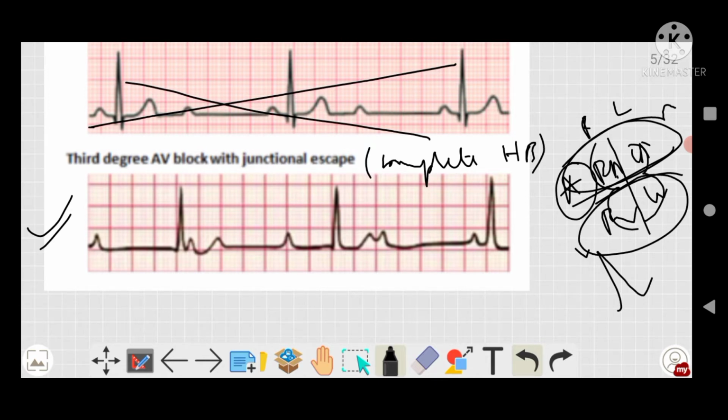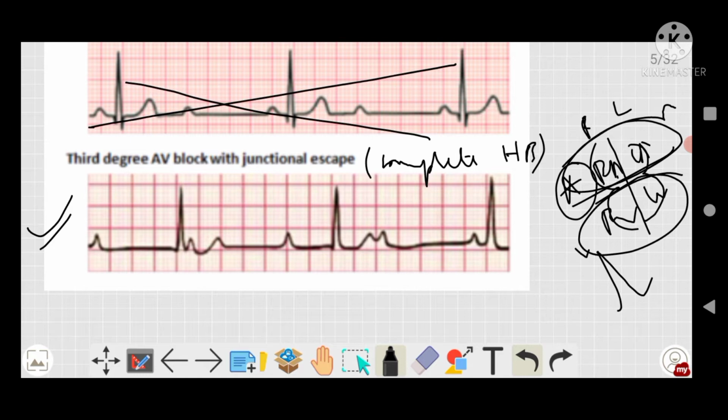Now let's go back to the point. The atria and ventricle will now, in this condition, beat independently of each other. There is no relation, right? There is no synchronous relation. Atria will beat in its own way. Ventricles will beat in its own way.